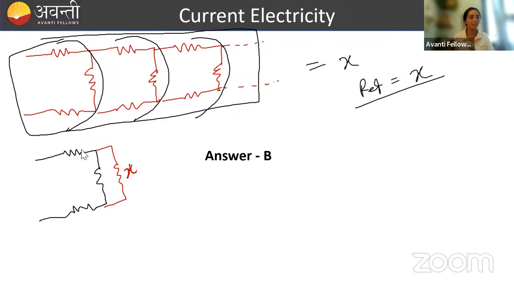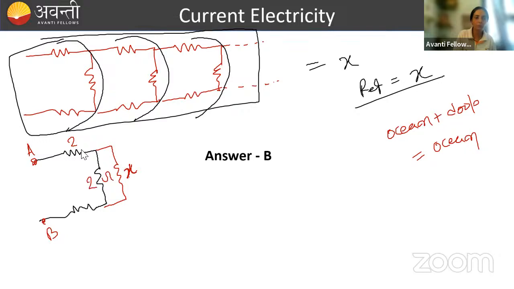What will be the answer? Ocean plus drop is equal to what? If you see, ocean plus drop, what will you write? You will write ocean, right? So X plus one unit will be equal to X. Done. So the same thing I did. This is A, this is B. One unit, this is 2 ohm, this is 2 ohm, this is 2. So add this whole and again equate this whole to X. That we can do, right?